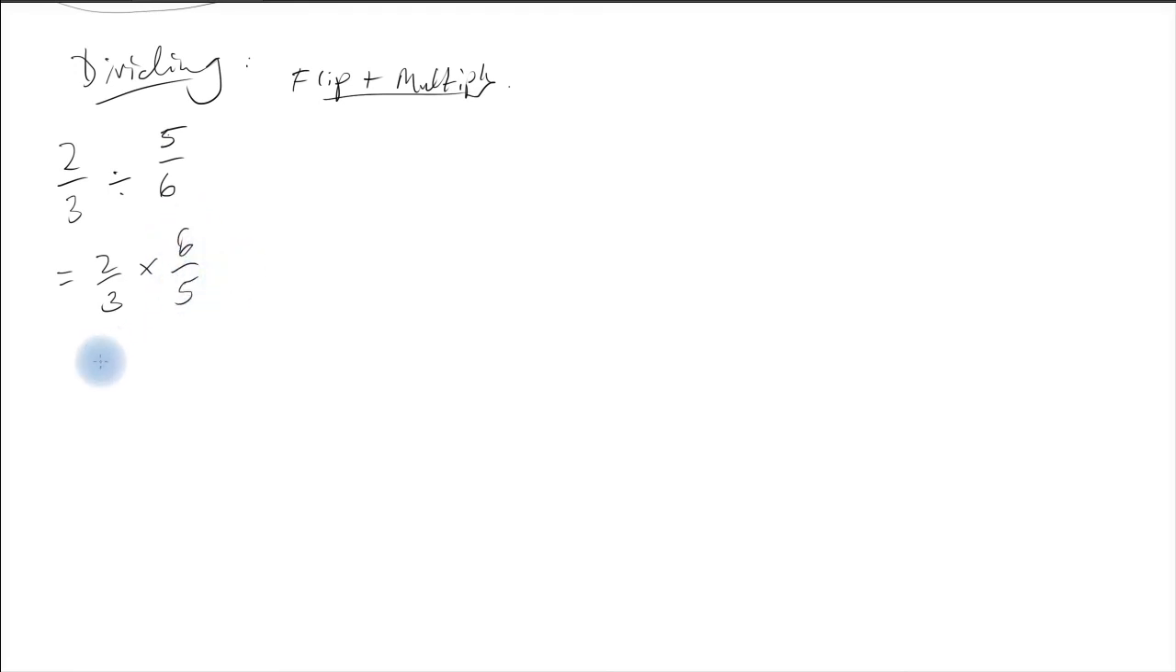Then it becomes fairly straightforward. We've got 2 times 6, 12, 3 5's, 15. Now to simplify it, I can factorize that into 3 times 4, 3 times 5. These cancel, giving me 4 on 5. Okay, so that is dividing fractions.